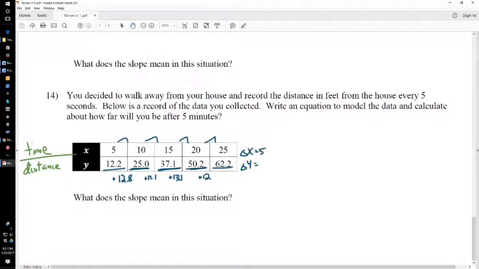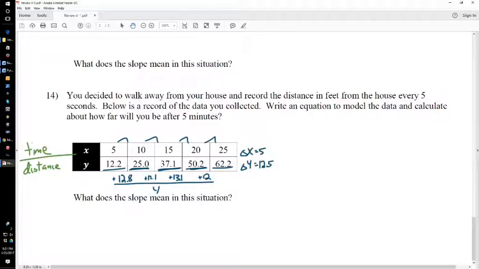And to get the average, we add those all up. And since there's 4 of them, we'll divide by 4. So 12.8 plus 12.1 plus 13.1 plus 12 is 50. 50 divided by 4 is 12.5. So the average Y is 12.5.